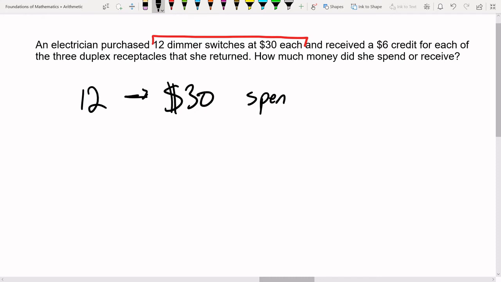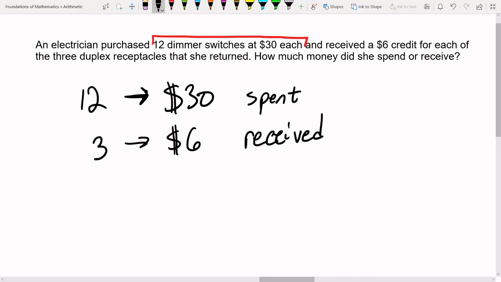This isn't a subtraction sign, it's more like an arrow saying 12 goes to 30. This is the spent. She received a $6 credit. So she received $6 for each of 3 receptacles that she returned. This is how much she received. Okay, so how much money did she spend or receive? Well, for each of the 12 dimmer switches, she spent $30. That means in total, she spent 12 times 30.